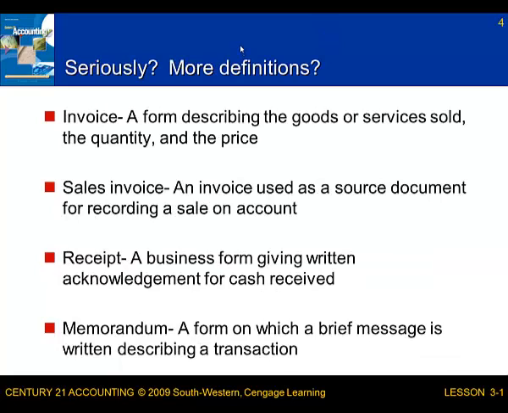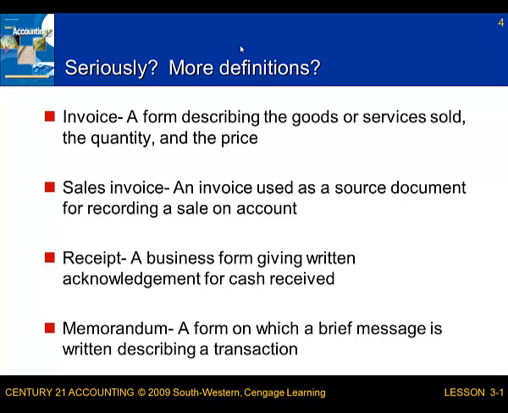Oh my God, there's more. You've got an invoice, which is a form describing the goods or services sold, the quantity, and the price. A sales invoice, which is an invoice used as a source document for recording a sale on account. Get used to seeing this. If you see a sales invoice, you know you're going to use accounts receivable or accounts payable. A receipt, a business form giving written acknowledgement for cash received. And finally, a memorandum, which is a form in which a brief message is written describing a transaction. Literally, a memorandum is a note.